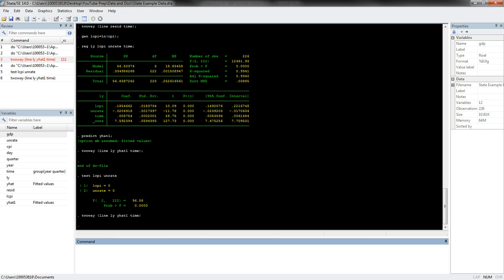So that's one way that we can just use the simple test command in post-estimation. So we can run f-tests very easily just by running the regression and then using the test command. So if we ever want to restrict something, we can always restrict it easily with the test command.